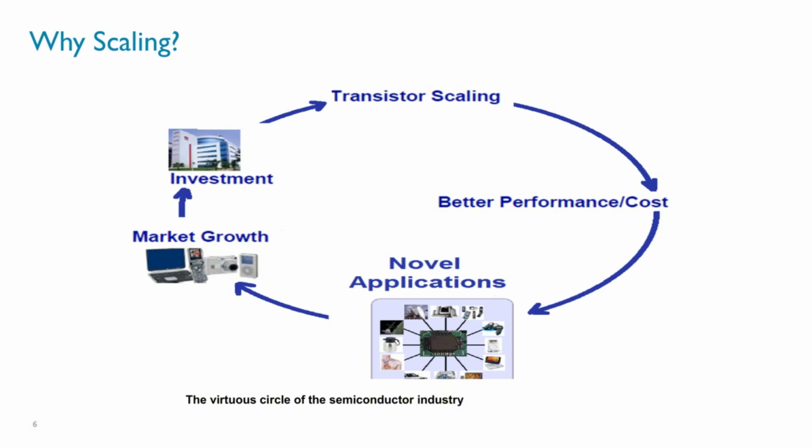The profits generated from this market growth are then reinvested into building the next generation of even more advanced factories, which allows for even more aggressive transistor scaling. And the cycle repeats, spinning faster and faster. This virtuous circle is the core reason for the rapid technological advancement we've seen in the last 50 years. However, as we'll see on the next page, this incredible pace of increasing complexity also creates a major challenge for the people who have to design these chips.